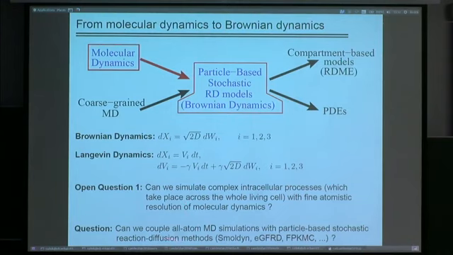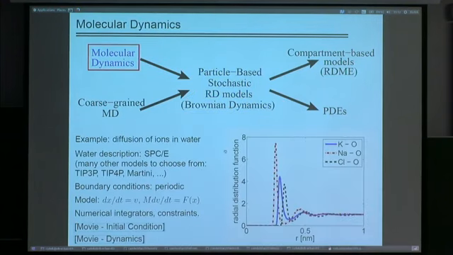In order to get some understanding of what can be done, I'll just start with a simple example. I will discuss this application about calcium dynamics, where we use a Brownian dynamics model to understand calcium puffs. I will also use as my example just ion dynamics, to study diffusion of ions in water.